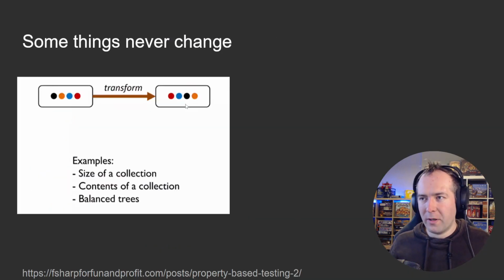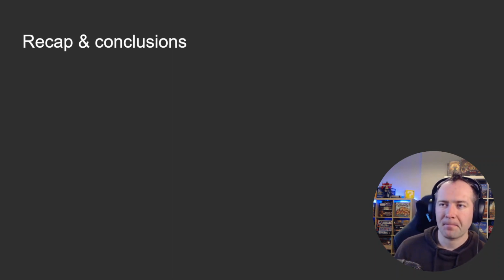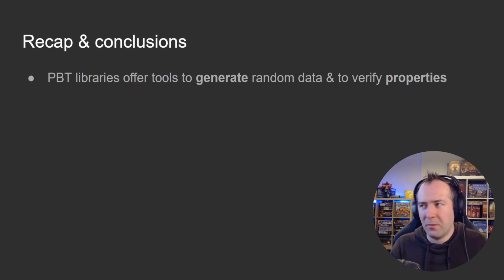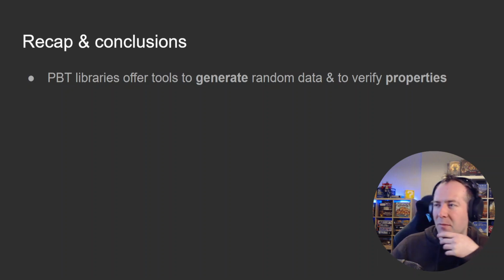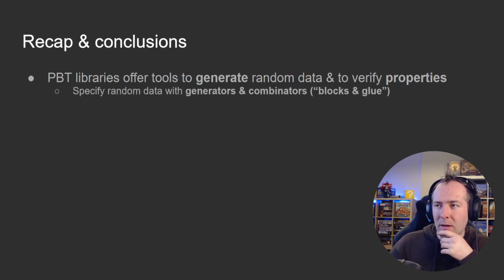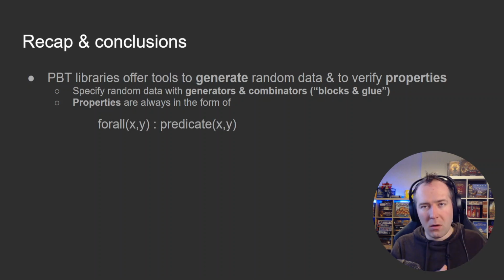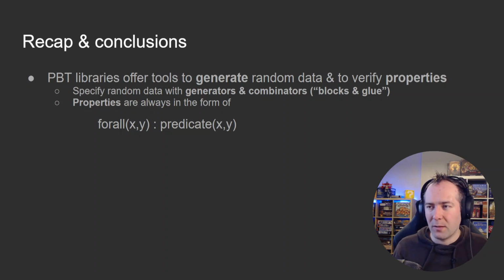I had some summary things. Yep, there we go. So time for a recap and some conclusions. What did we learn today? We learned that property-based testing libraries offer us building blocks to generate random data on the one hand, and on the other hand, to verify properties or to try to come up with counterexamples for the properties you define. Random data is generated by these generator functions or by the glue functions, which are called combinators. And properties always have the same kind of form. They always have this: for all random data of this type, this predicate or this true-false statement should hold.